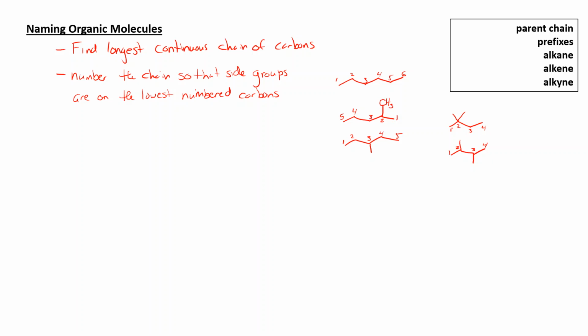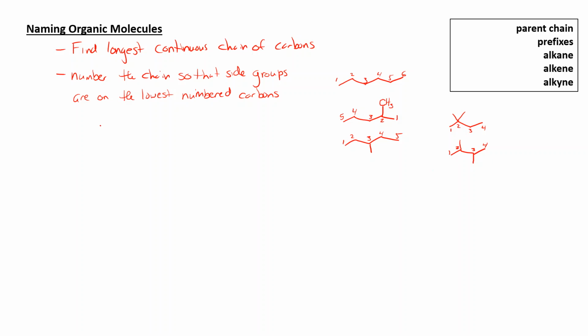So for example, over here, this one is already fine because in this case, we started with this carbon as carbon 1. That puts the two side groups on carbon 2, right? If we numbered from the other direction, it would be 1, 2, 3, 4, and the side groups would be on carbon 3. This one, it doesn't matter because we have one group on carbon 2, one group on carbon 3. No matter which direction you number it, those numbers will stay the same.